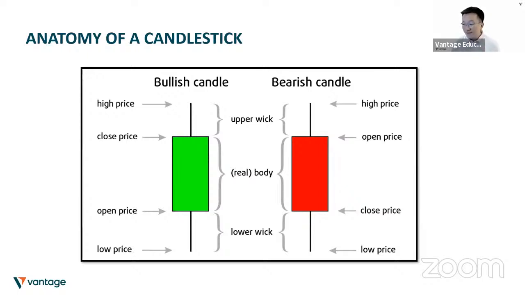So quite simply, trying to keep it a bit simple, that's the way to look at a candlestick. It's only made up of these few components: the body, which has the open price and the close price, the upper wick, which is the high price, and the lower wick, which is the low price.